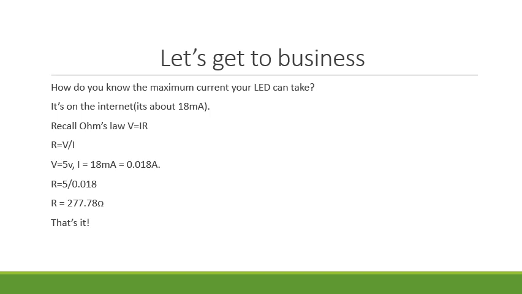Now recall Ohm's law: V is equal to IR. But remember, we are looking for the resistance. So just make R the subject of the formula. R is equal to V divided by I. Remember, we are using 5 volts from the Arduino, and our I is 18 milliampere. Milli is times 10 raised to the power of minus 3, so you convert it to ampere. When we divide, we get 277.78 ohms. So that is the amount of resistance you need. You can use this approach for other components, provided that you know the voltage and the current.